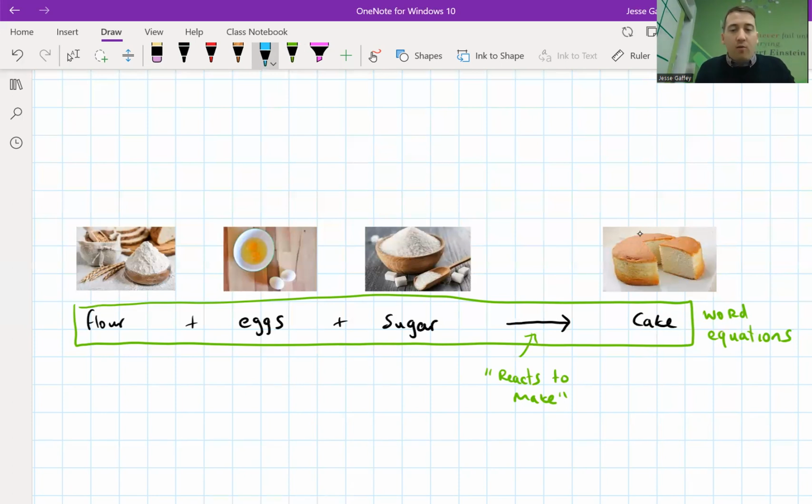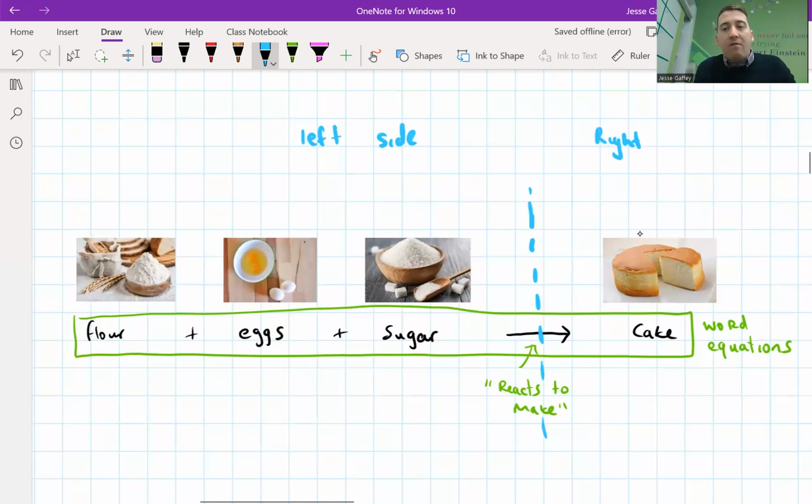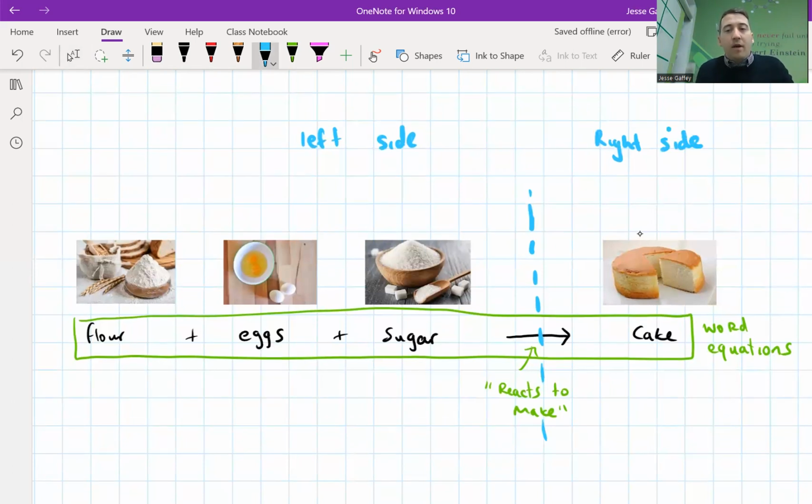Now, I want to show you how we can divide this into two halves. So you see the way I'm drawing a dashed line that goes down through the middle of the arrow. And this splits this into a left side and a right side. And every chemical reaction will have a left side and a right side. It will be on the left and the right of the arrow like this.